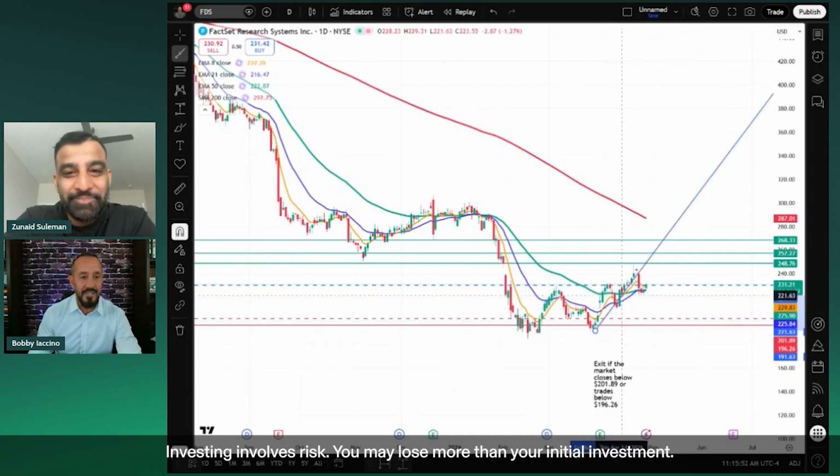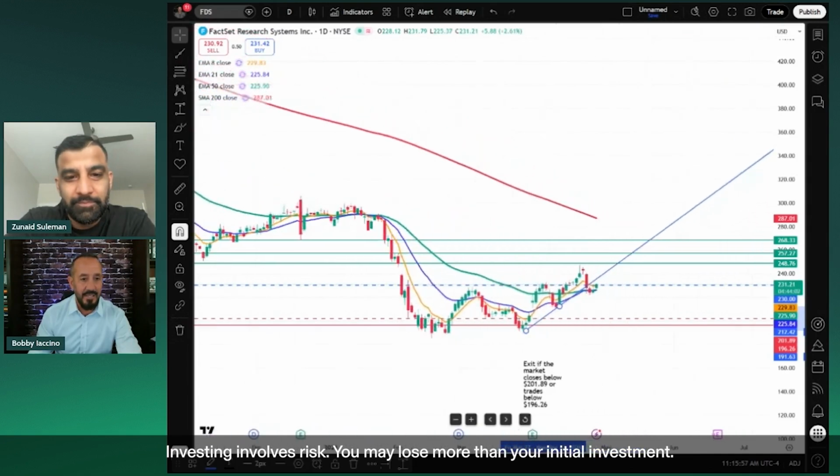So we're long FDS right now. I had a close below the trend line here and a slight continuation. Now I already have a stop on this trade.